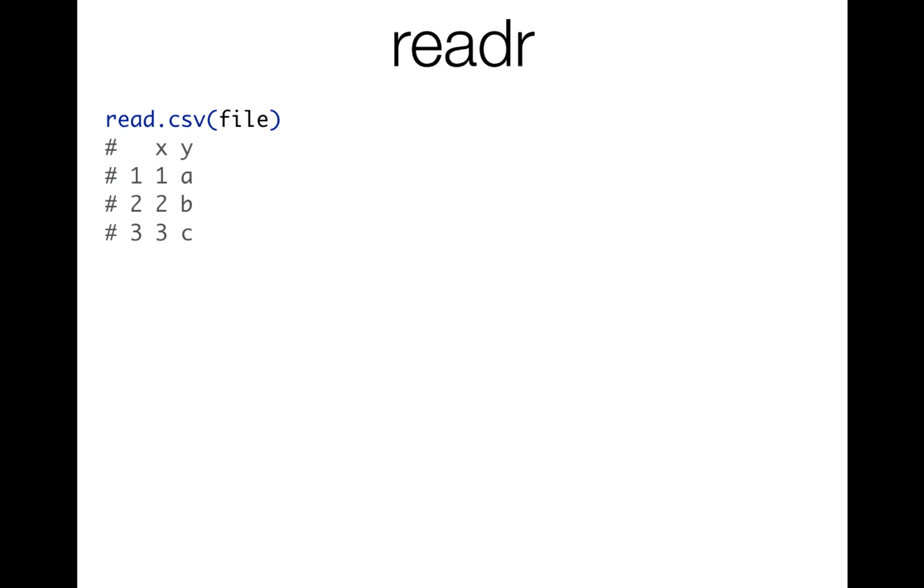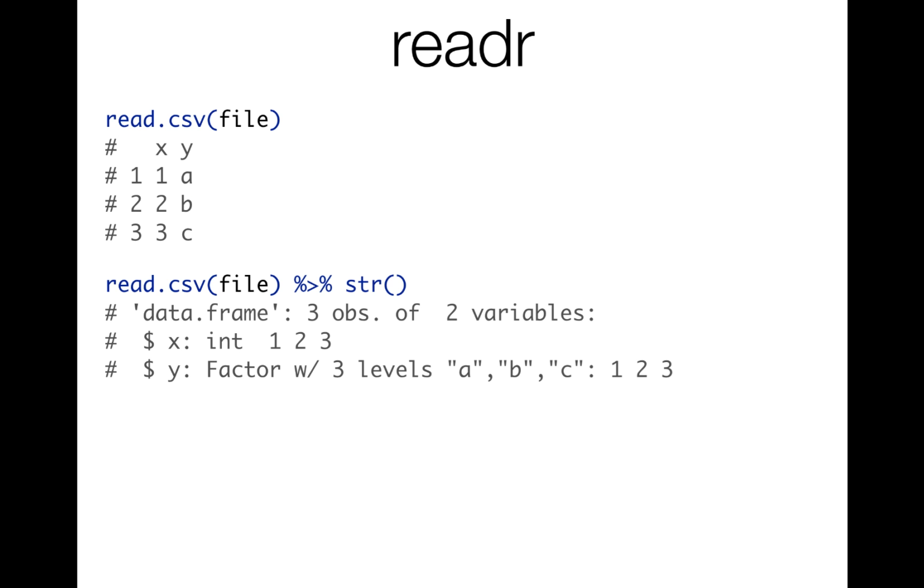The standard way to read CSV files into R is with read.csv. So I say read.csv and then I tell it the file name. I can then look at what it is by piping that into the str function. So it says that it's a data frame. It has 3 observations of 2 variables. The variables are called x and y, but notice that y is a factor.